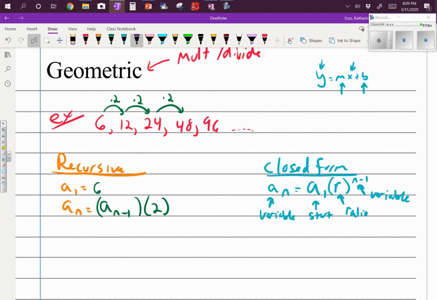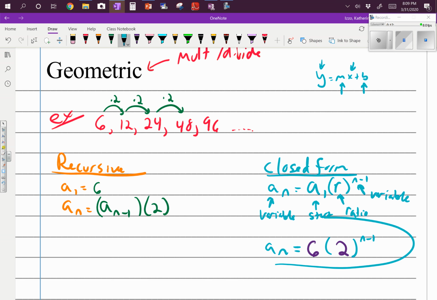So for this one, it's going to be a_n = a_1 is going to be 6, and then our r is we're multiplying by 2 each time, and then n minus 1. Now notice, this n minus 1, not on the ground, that's an exponent. You leave the exponents alone. So we are completely done with the closed form. Closed form is actually easier than the recursive form for geometric, which is super exciting.